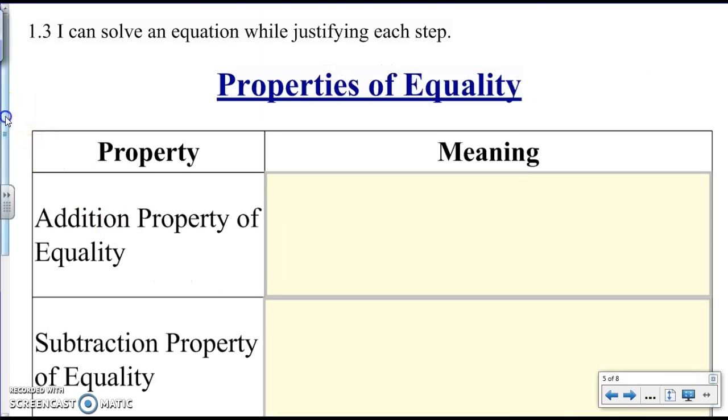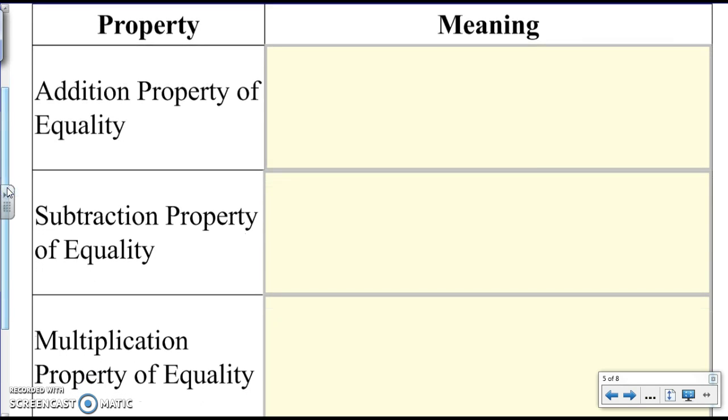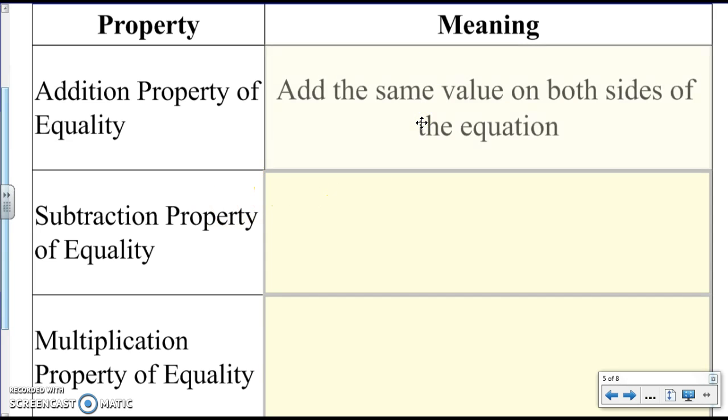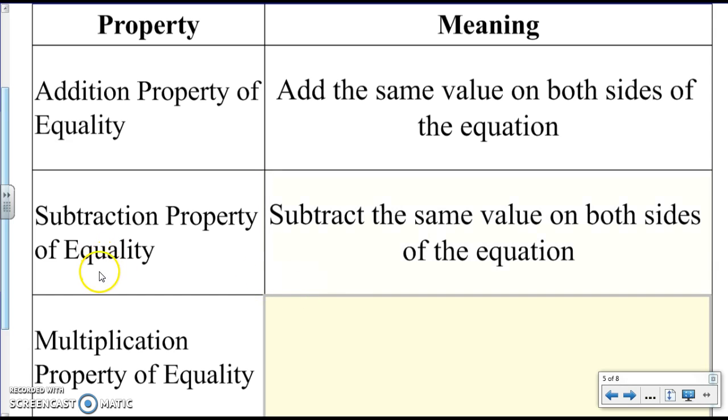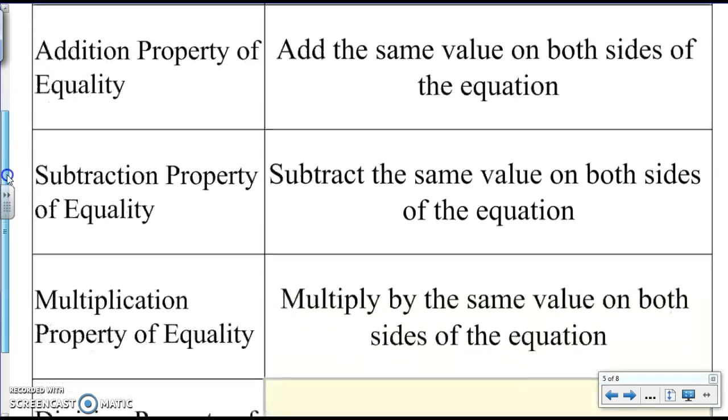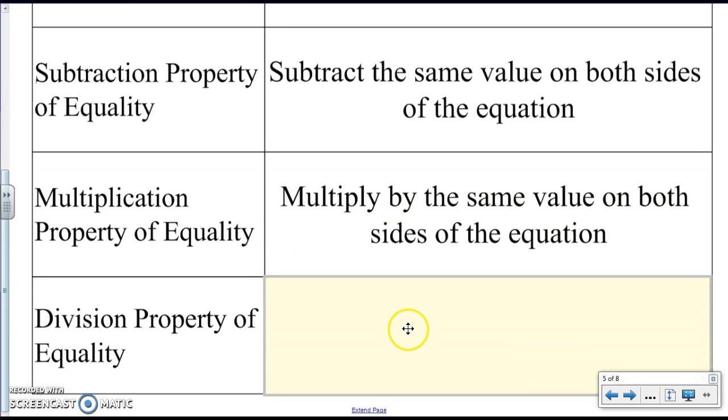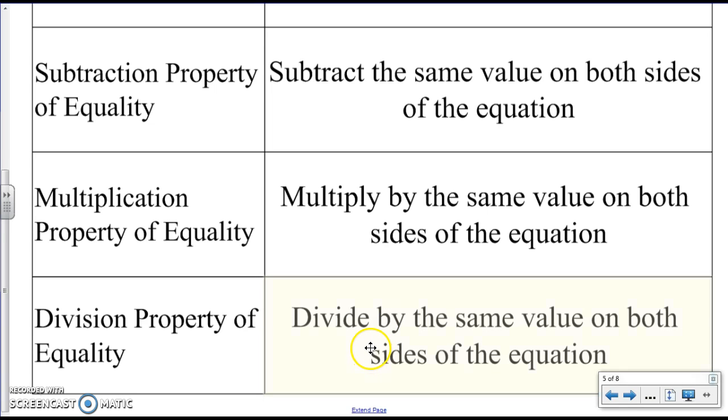Okay, the four that you might not know are exactly what we've been doing when we're solving equations. So when I add the same number to both sides of the equation to solve, that's addition property of equality. If I subtract the same number on both sides, that is subtraction property of equality. If I multiply by the same number on both sides, that is the multiplication property of equality. And if I divide by the same number on both sides, that is the division property of equality.